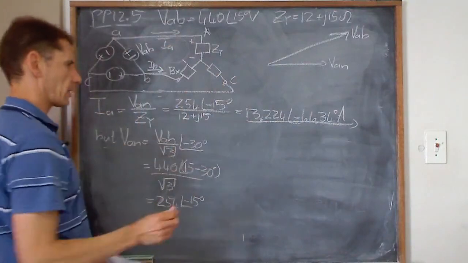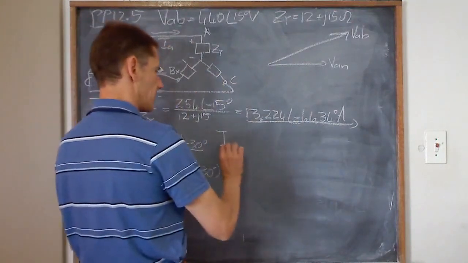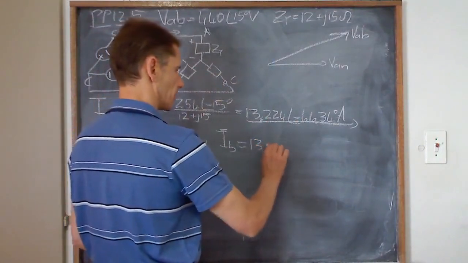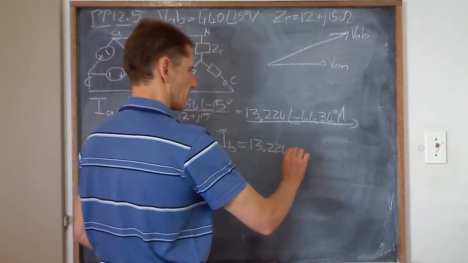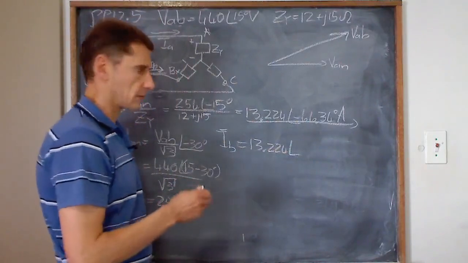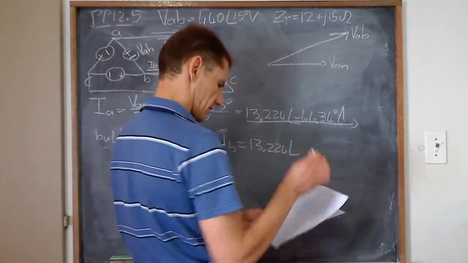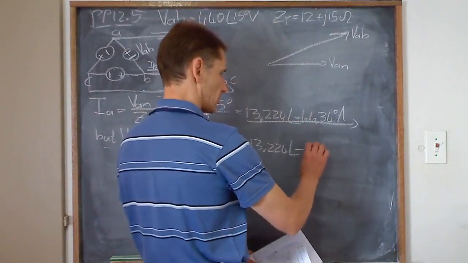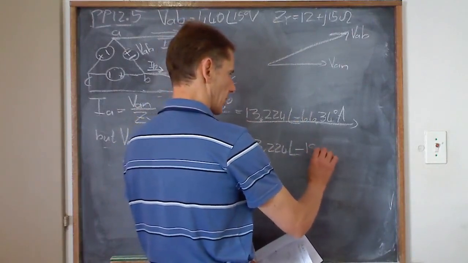That's the current flowing through there. What will IB then be? It's also going to be 13.224. But now, do you add or subtract? You subtract 120 degrees. Let me write it down. If you simply subtract the 120, you're going to get minus 186.34 degrees.